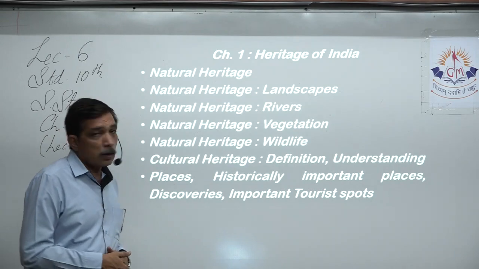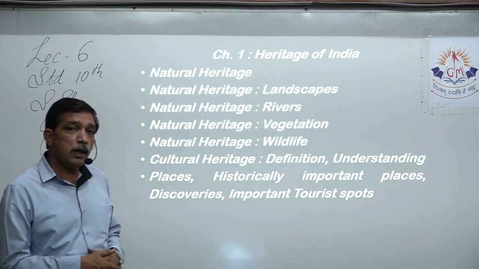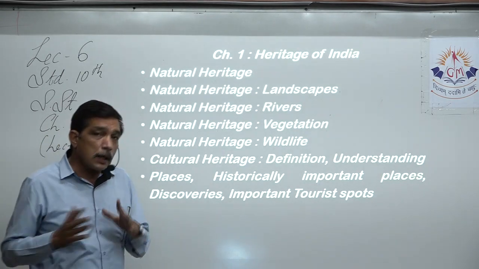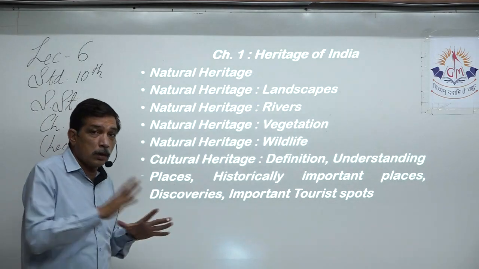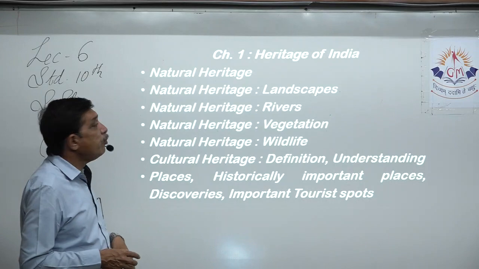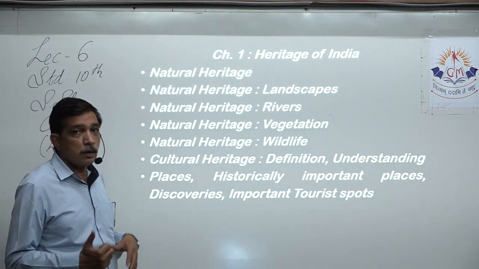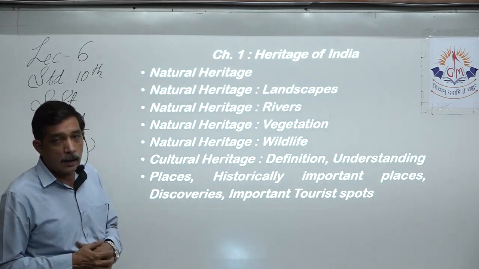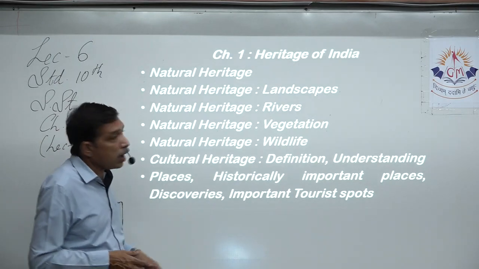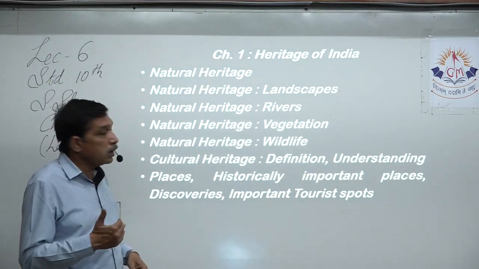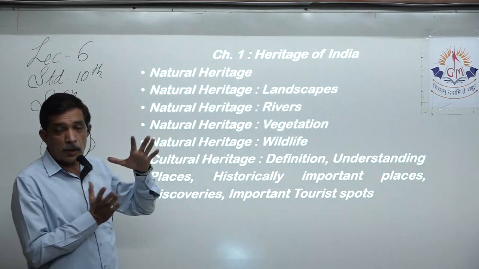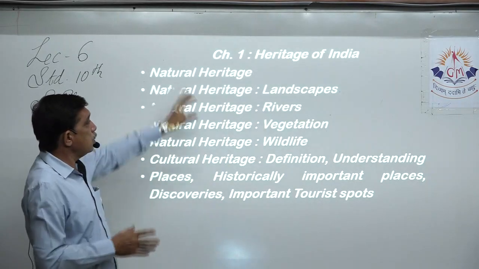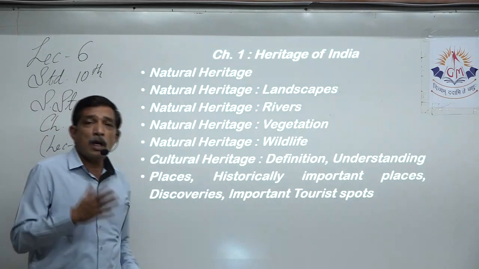Next, we learnt about the heritage of India divided into two, that is natural heritage and cultural heritage. We first learned about natural heritage, what all things are included in natural heritage. Then we saw that there are 4 parts. To broadly understand natural heritage, we divide it into 4 parts: landscapes, rivers, vegetation and wildlife. Each of them, including the question of natural heritage, is a 2 marks question, right?